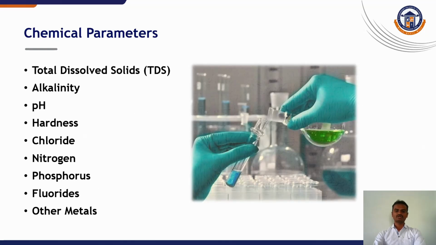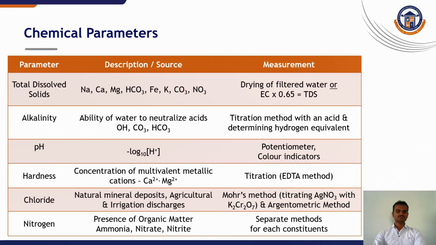And next, moving on to chemical parameters, these are essential for evaluating water safety for various uses. Some of the chemical parameters are dissolved solids, alkalinity, pH, hardness, chloride, nitrogen, phosphorus, fluorides, and other metallic ions. So total dissolved solids. TDS includes all inorganic and organic substances dissolved in water, while water with low TDS tastes flat. Very high TDS of above 2000 milligram per liter is not suitable for drinking or irrigation due to salinity.